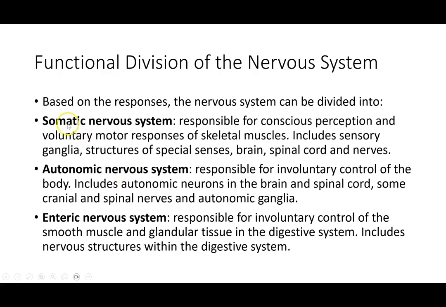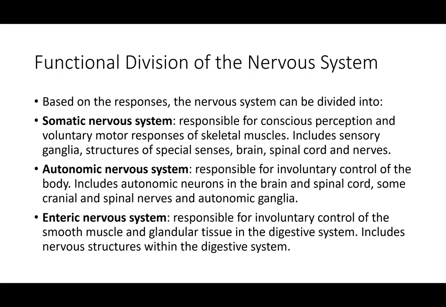right now, the somatic division is responsible for our conscious perception and then our voluntary motor responses. So this is our skeletal muscle. And so this is going to include both sensory ganglia, because we need to be able to sense what's going on so we can respond to it. Structures of our special senses like sight, smelling, touch, taste, hearing, those are all special senses. And then also the brain, spinal cord, and nerves are going to be a big part of this functional division and all of the other functional divisions.